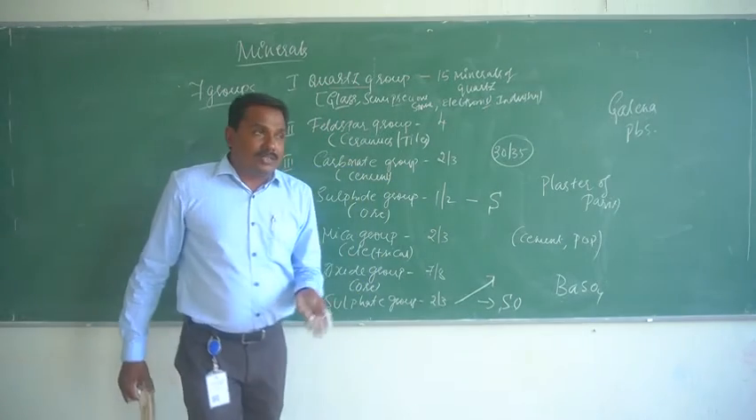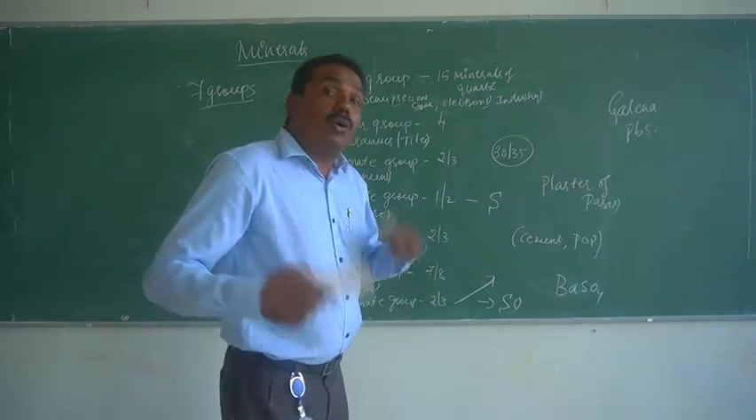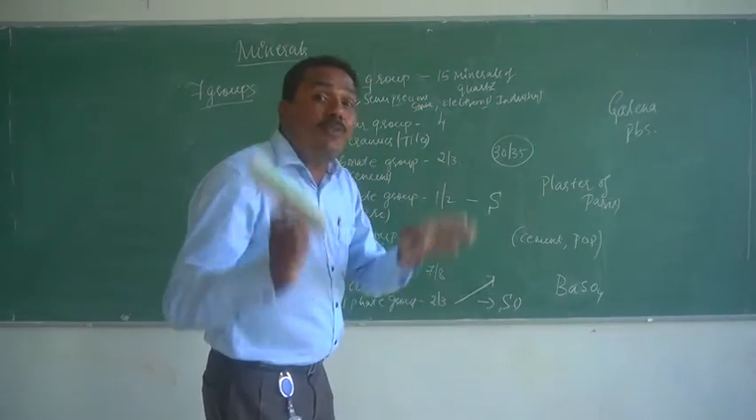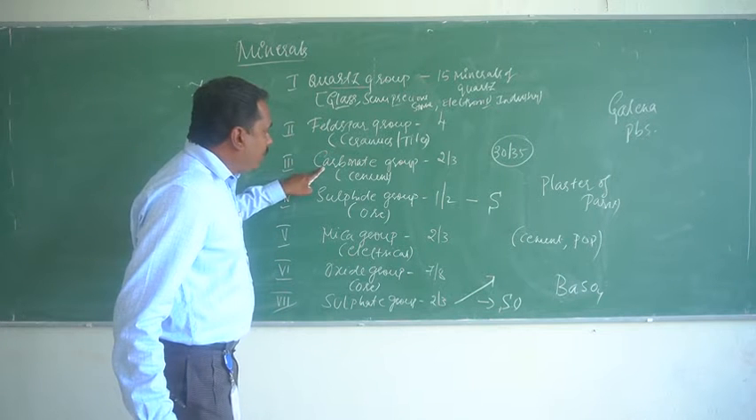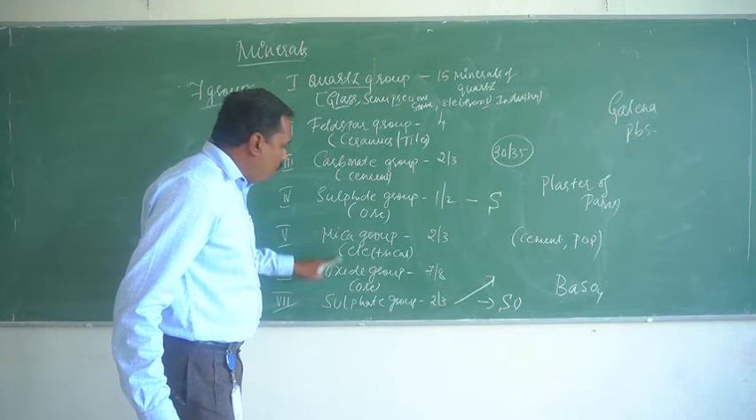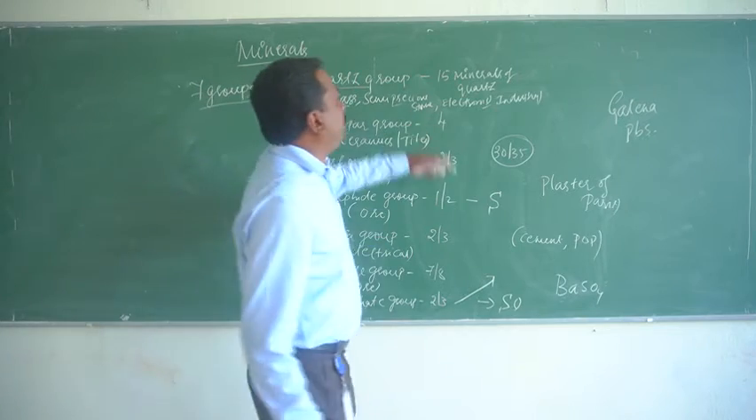With respect to this syllabus, we have to learn around 35 samples. So how to learn the 35 samples? I have made it into groups. See, quartz group, feldspar group, carbonate group, sulfide group, mica group, oxide group and sulfate group. Okay, in this, some samples will come.